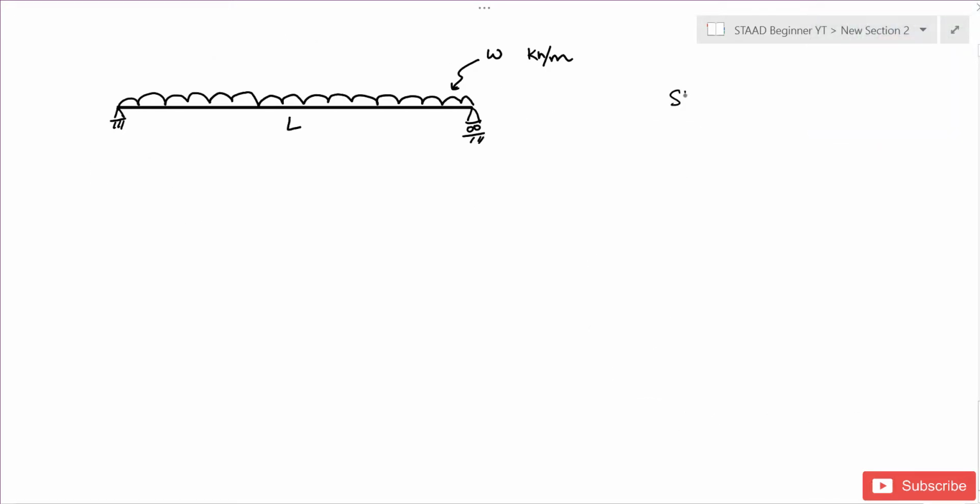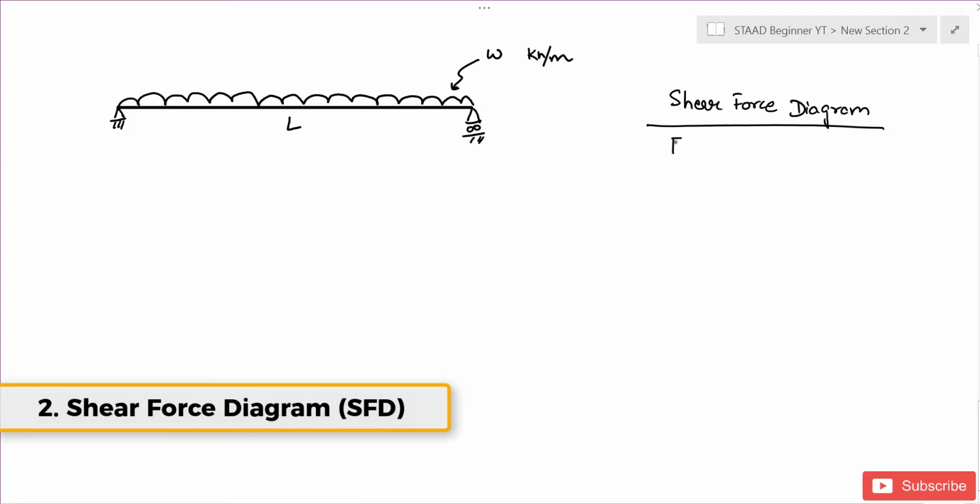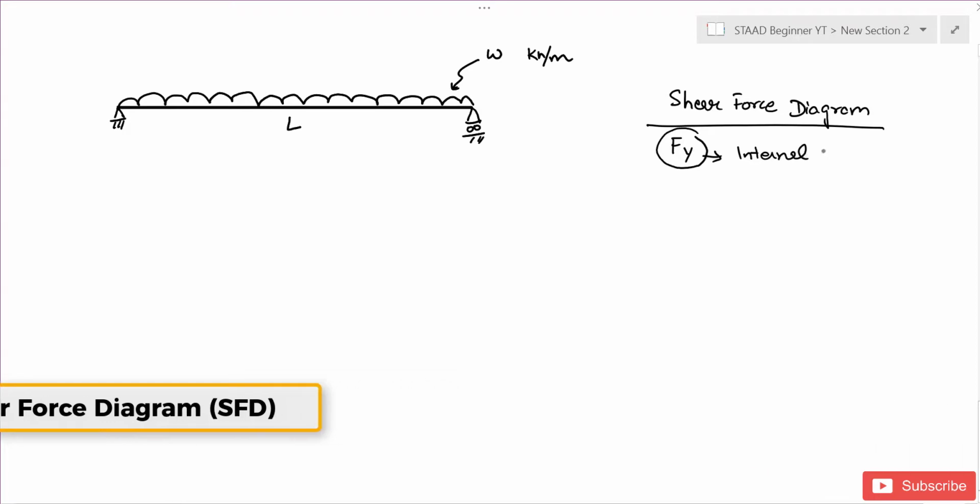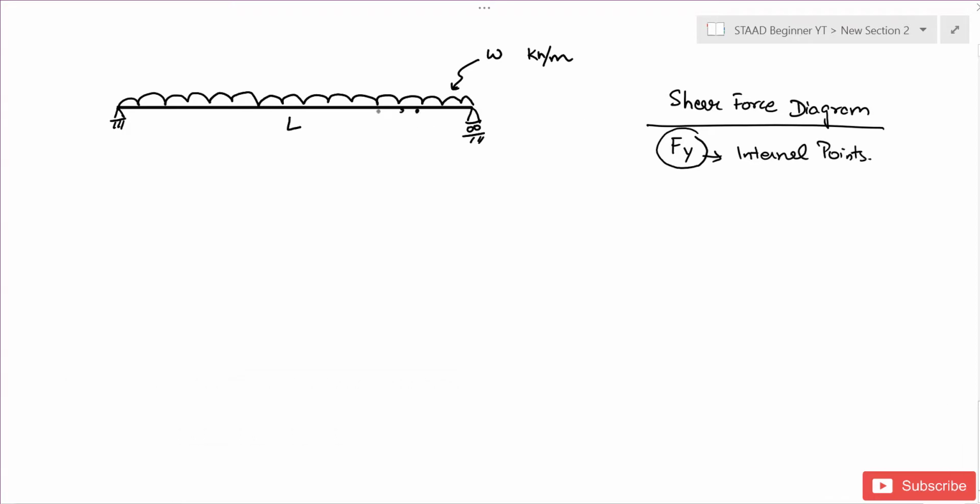The next is the shear force diagram. This is basically the diagram of Fy at the internal points of the structure. So I'll be talking about all the internal points, and which value of Fy is coming. In order to create the shear force diagram, what I need is to get Fy at an arbitrary distance. So I'll just create a section at some distance, say X, from the point A. So this is point A, this is point B. These values are WL by 2 and WL by 2.